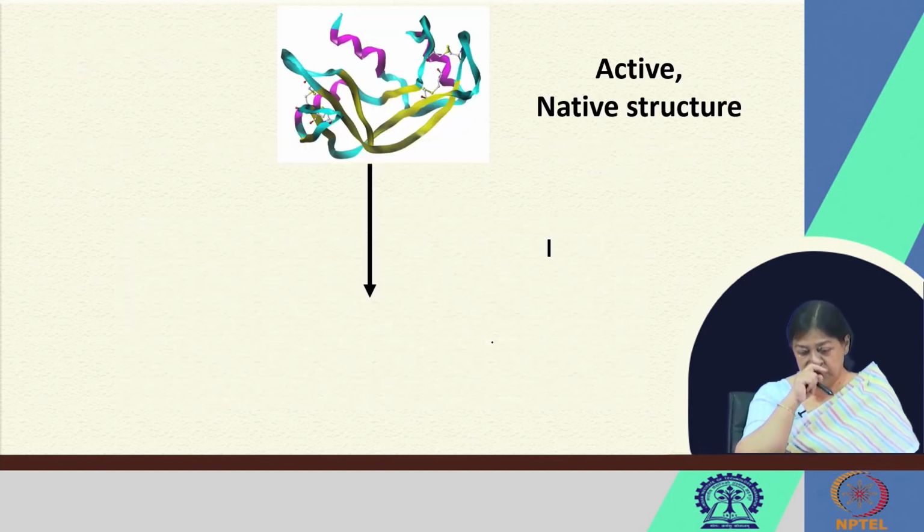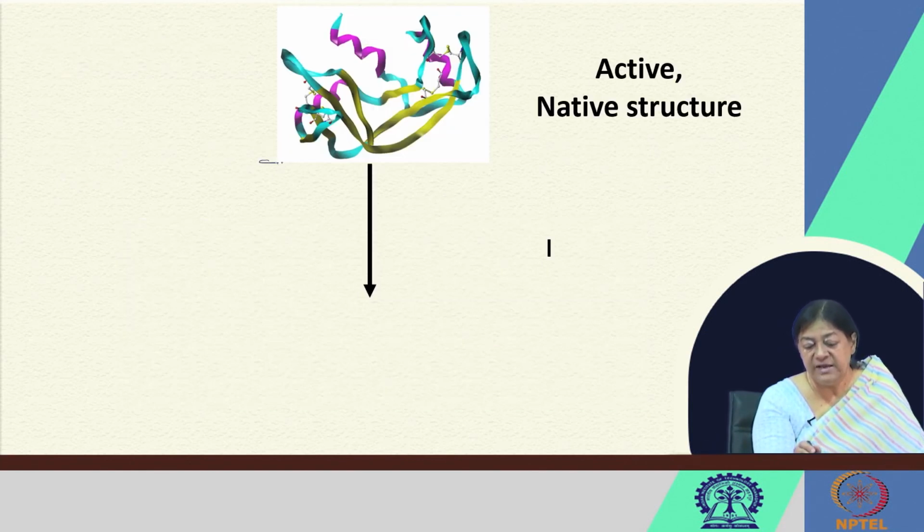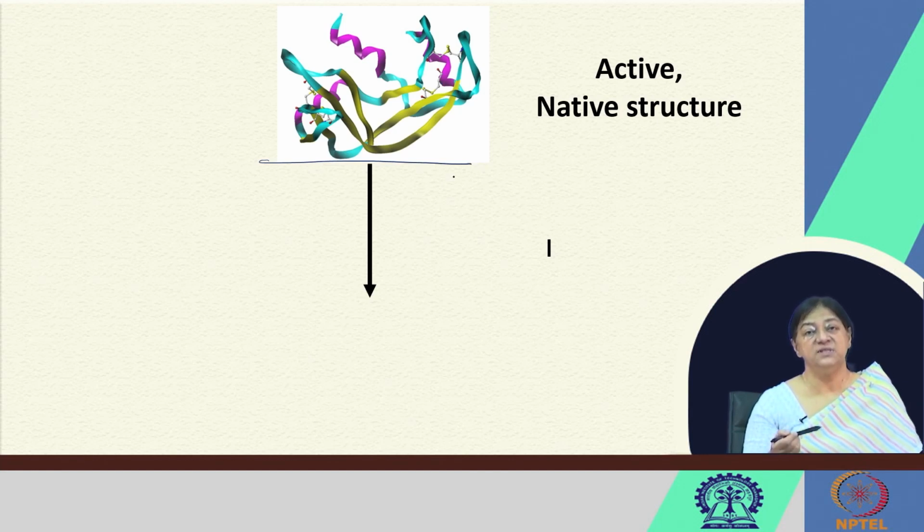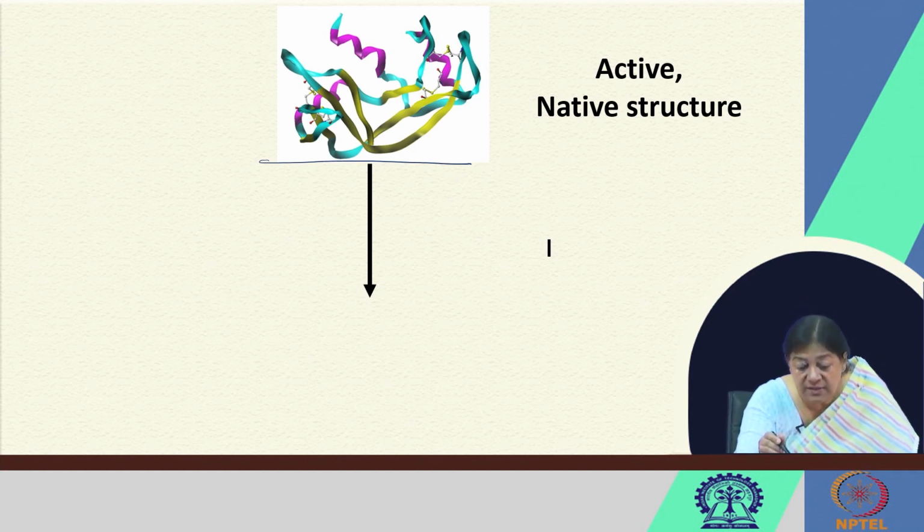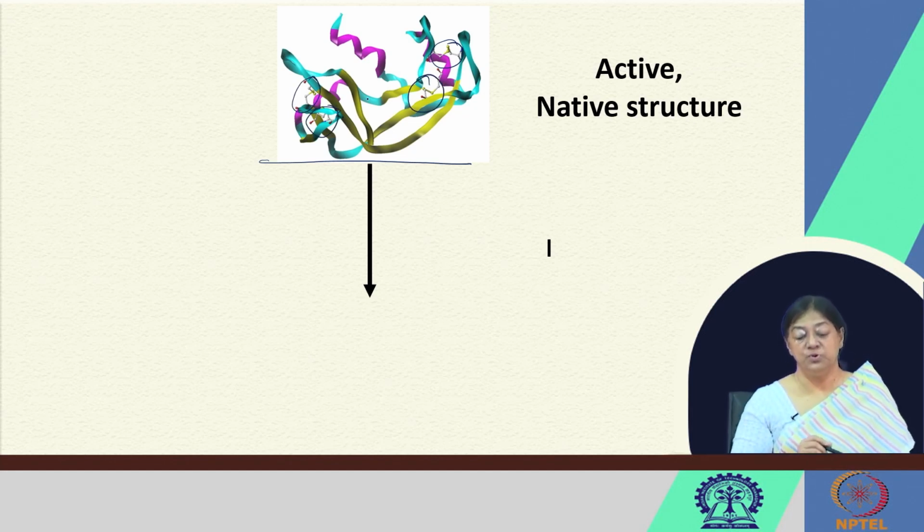So, in the folded protein, there is an active native structure, which means, now how do we know that this protein is active and this is the native structure? Because it has a particular function. The function is to cleave RNA. So, if we know that this folded protein is cleaving RNA, we know that it is in its native form and is active. And if you can see here, the disulfide linkages have been marked. So, there are 4 such disulfide linkages in this protein.